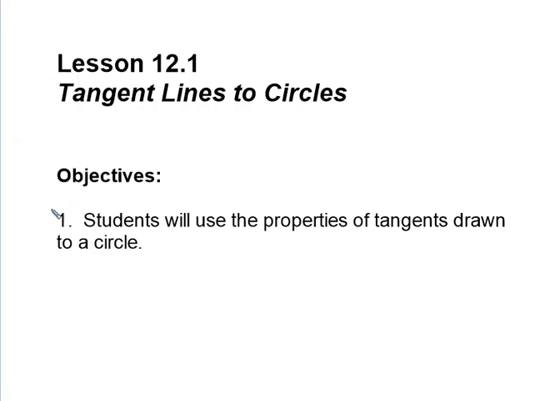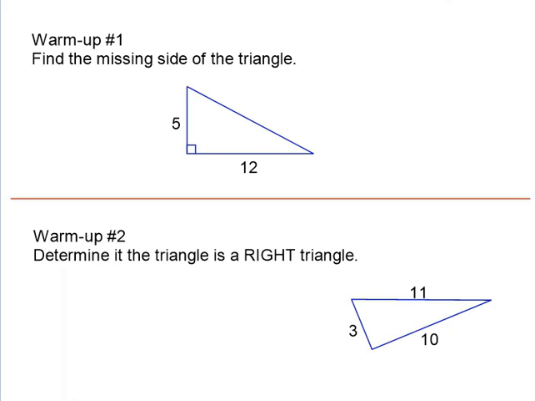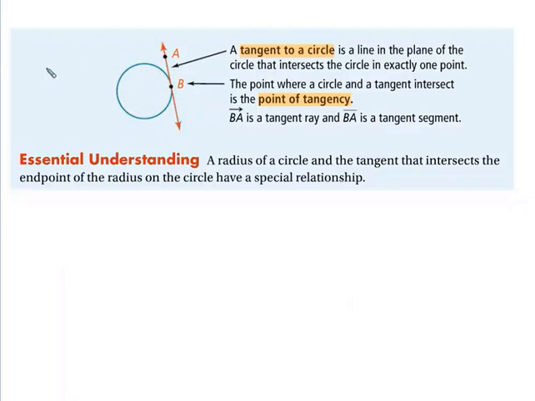Your objective here is just that. You're going to use the properties of tangents drawn to a circle. Well, what is a tangent to a circle? Let's introduce that first. So a tangent is a line drawn outside of a circle, touching it at just one point.